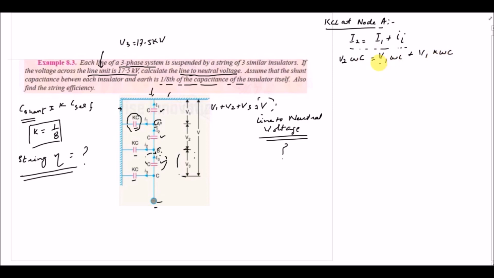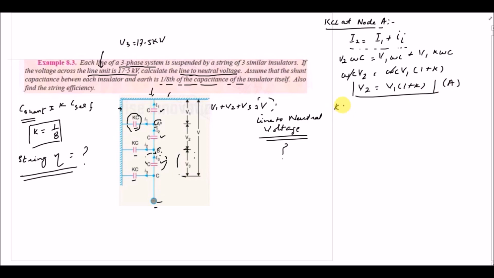After I have calculated the equations for the voltages in terms of K and capacitance, then I will use the value of K. So after solving this equation I will get omega C V2 equal to omega C V1 into 1 plus K. Cancelling out the omega C, V2 is equal to V1 into 1 plus K. So this is your equation A.